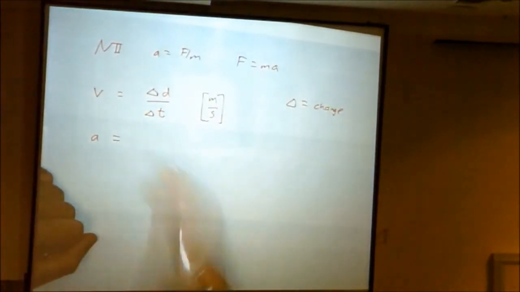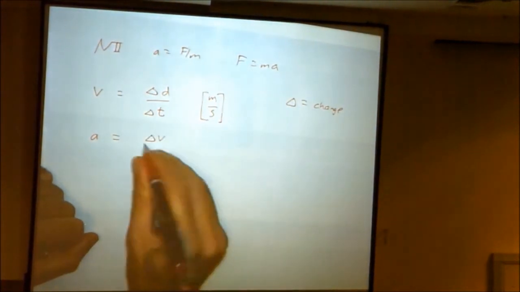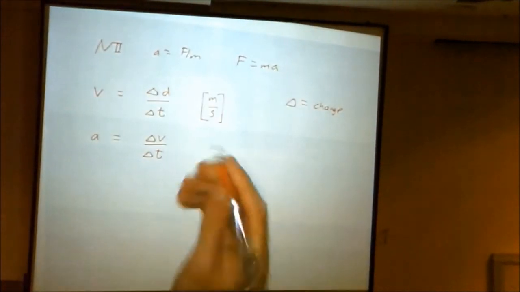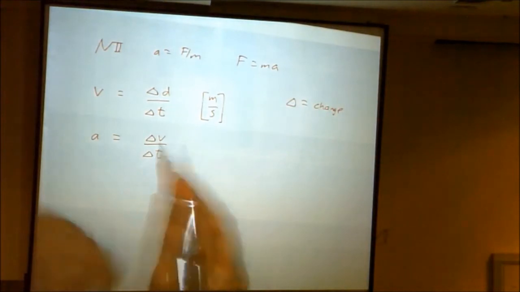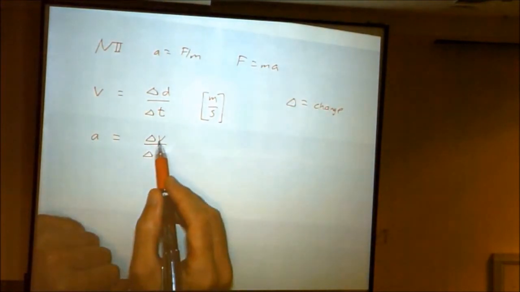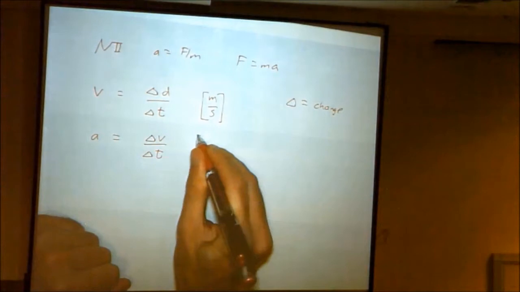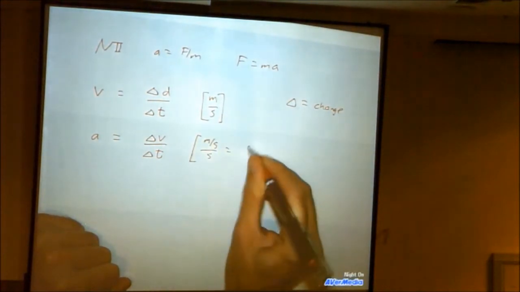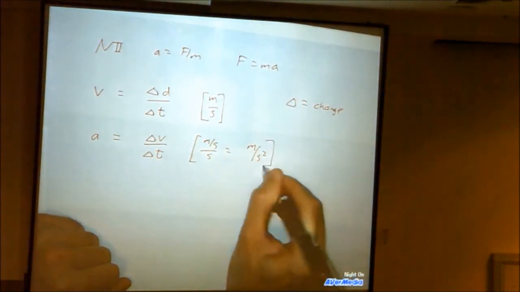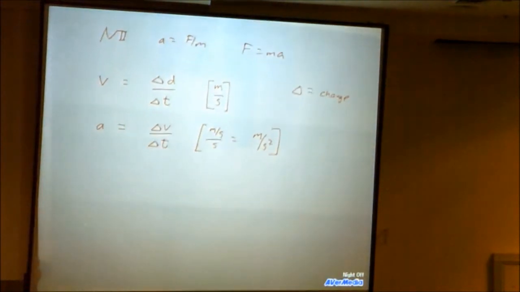Acceleration, how would we define that? Change in velocity over change in time. So there's a difference between driving in your car at constant velocity and accelerating from, say, 0 to 60, or decelerating from 60 to 0. So if you're changing your velocity at a uniform rate with time, you have an acceleration, delta v over delta t. And so the units here would be meters per second per second, or meters per second squared. Accelerations are measured in meters per second squared.